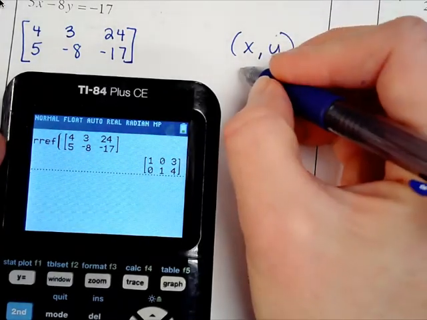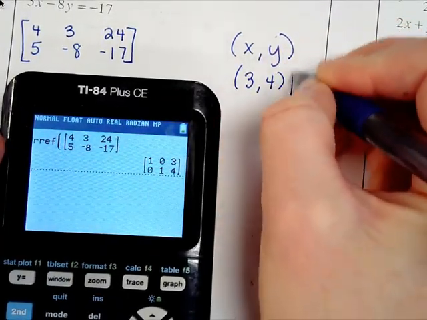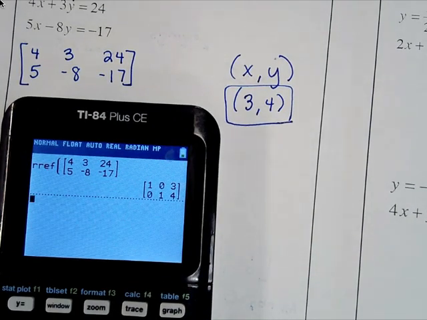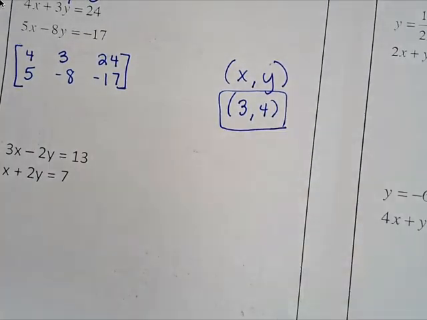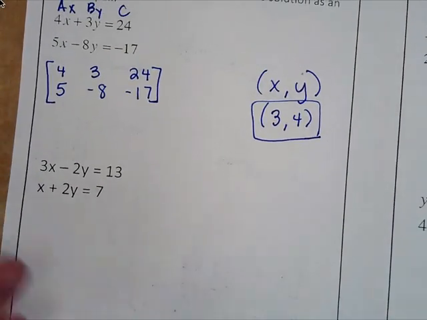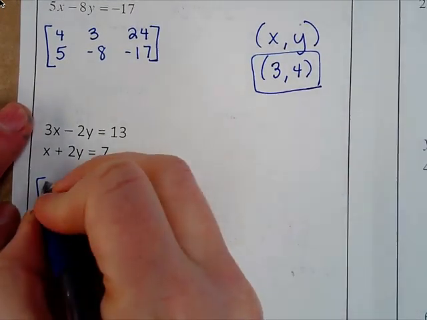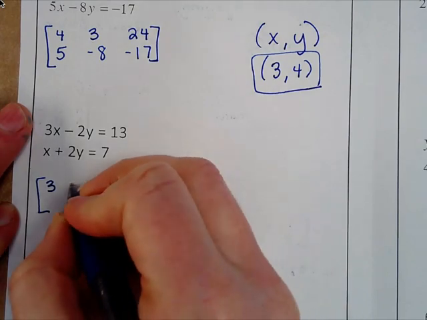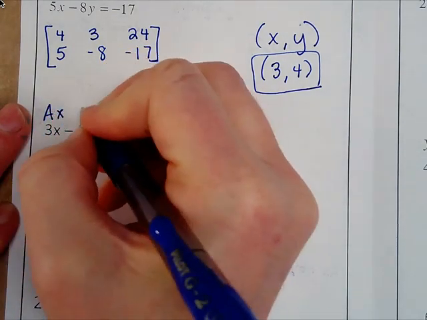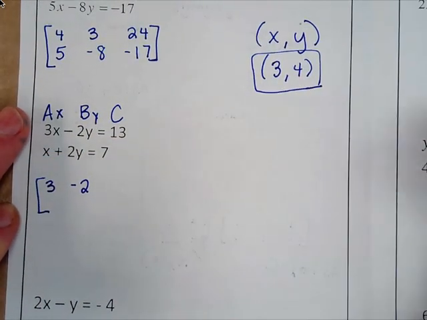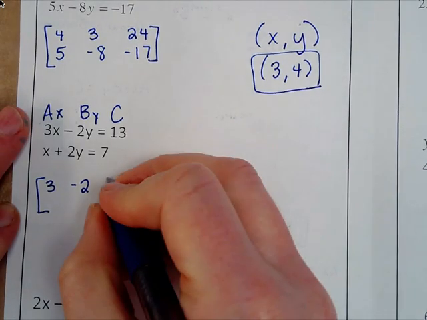So write your solution. 3, 4. On problems like this, the only thing I'm requiring you to write is the original matrix and your solution. You don't have to write anything else unless you have to solve. All right, go to the next one. Make sure they're not trying to trick you. Make sure it's in the AX plus BY equals C form before you just go and write.